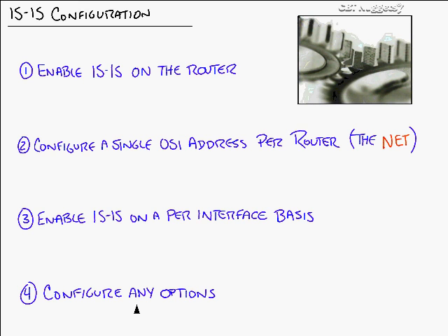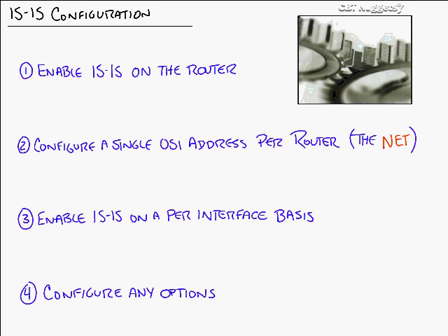From there, I have step 4, which could be a multitude of steps if you'd like to. I just have configure any options. That means authentication. That means what level routers we are wanting to be, if it's a level 1 or level 2 or both. What kind of connections we should have on the interface, whether it's to a level 1 router, to a level 2 router, and that sort of thing. All those options are totally up to you. Or you could leave everything at the default, and I'll walk you through each one of these as we jump into the live router right now.